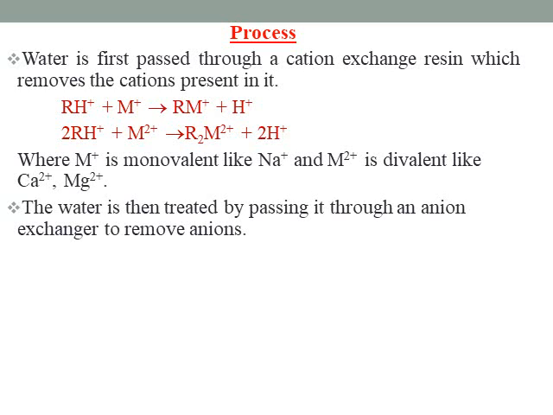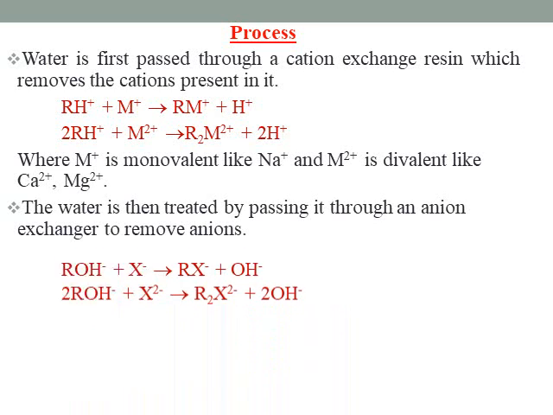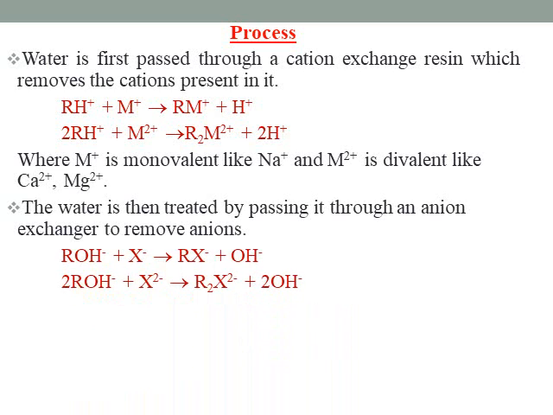Now, this water is free from cations, but it's not free from anions. So the water is then treated by passing through an anion exchanger. The anion exchanger consists of a basic functional group on the polymer. Let us consider a basic functional group which can release OH minus into the solution. R is the polymer, and this polymer carries the OH minus. And let us consider X minus.